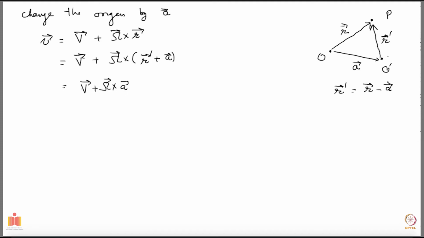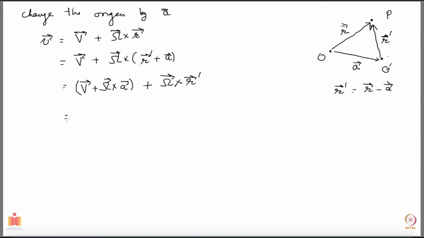Now A is a constant, remember. So I'm clubbing that piece with V, and then I have the piece which has omega cross R prime form. So as far as the velocity of the particle is concerned, in the space system or in the inertial system, that's not going to change, of course. It is what it is. But the decomposition has changed because you have chosen a different origin.